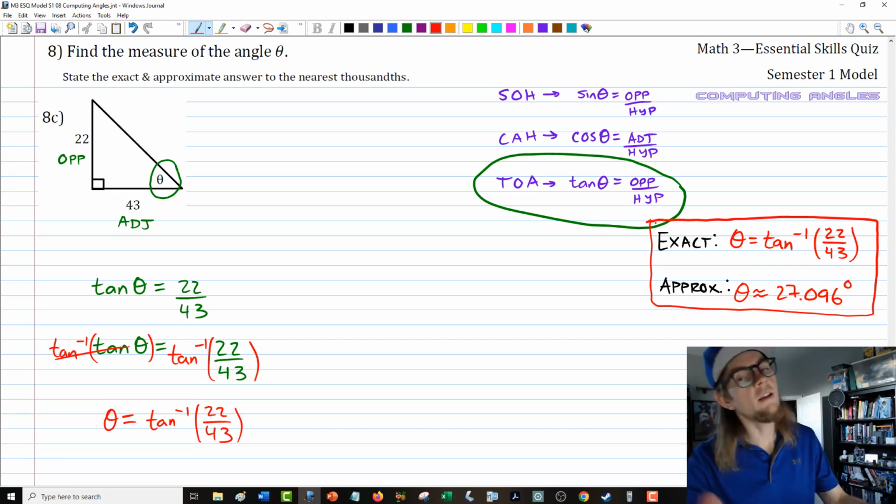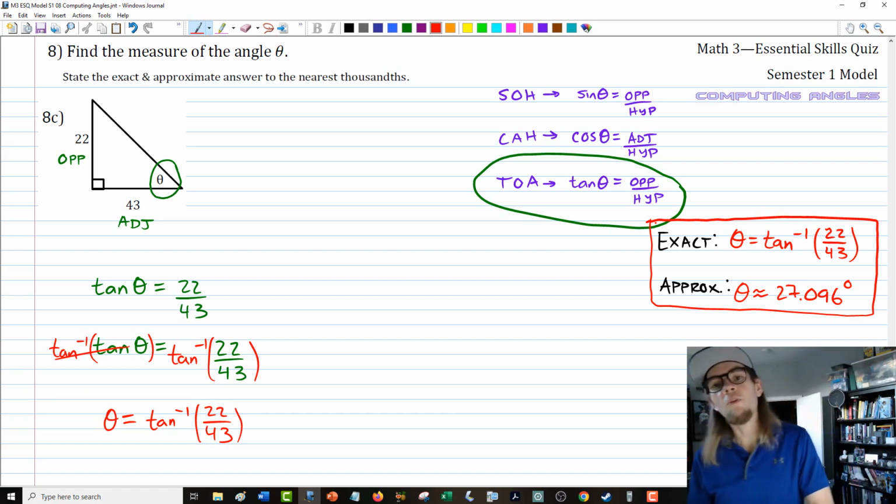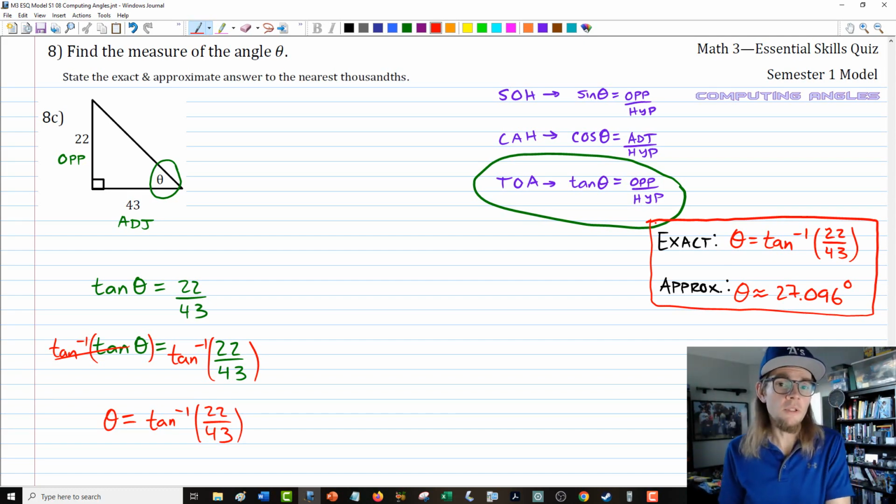And guess what? It's been a real hoot. But we are completing the computing angles question from the Essential Skills Quiz model, which means that I can take a short break. I think I have 3 of these left. I've saved all the graphing ones for later. That was sort of my mistake. But in any event, we are complete here.